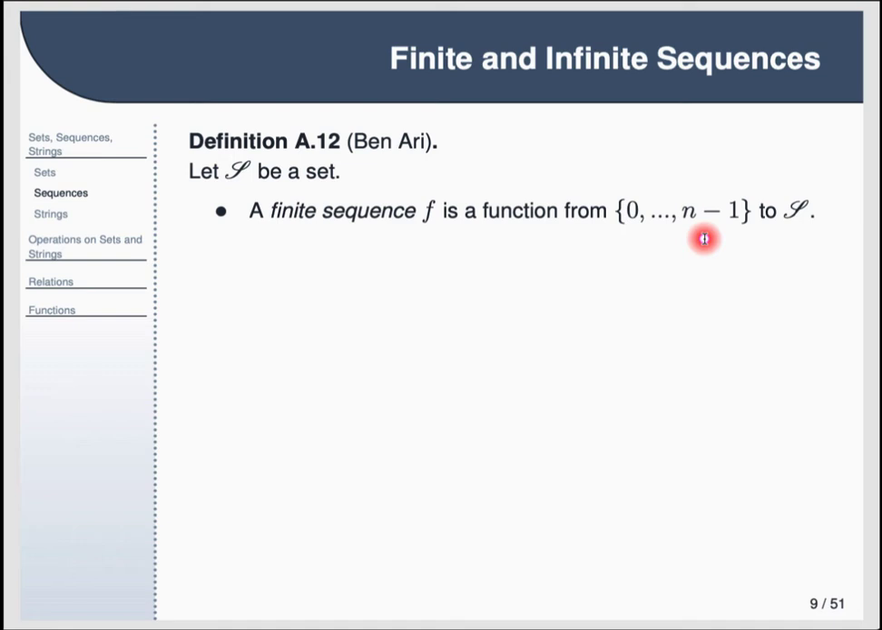So the idea is we have a finite sequence, and since it's finite, there is some number n, which represents the length of the sequence. And if we take all of the numbers from 0 up to n-1 and put them in a set, what we have is essentially the domain of a function. Right? These are inputs of this function, and the outputs are going to be some elements in S. And those outputs, or the range of this function, is going to be a finite sequence.